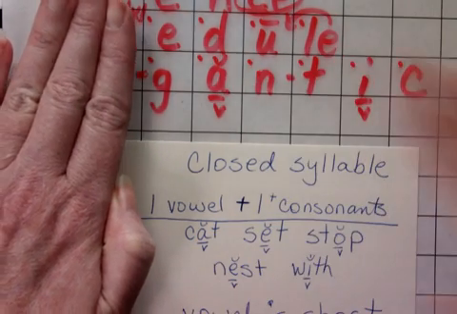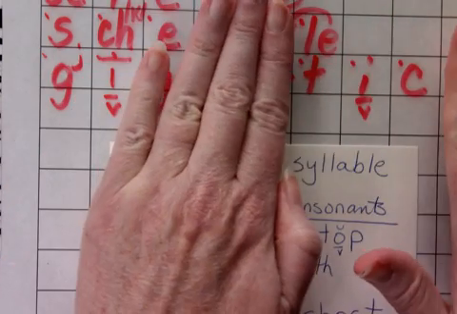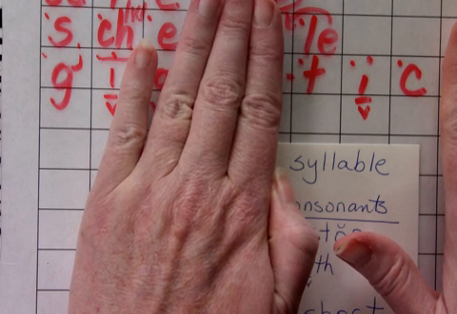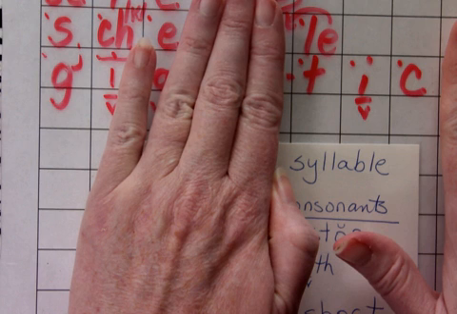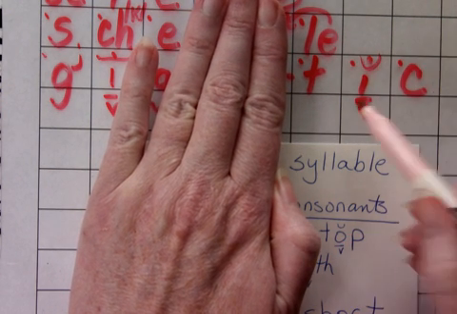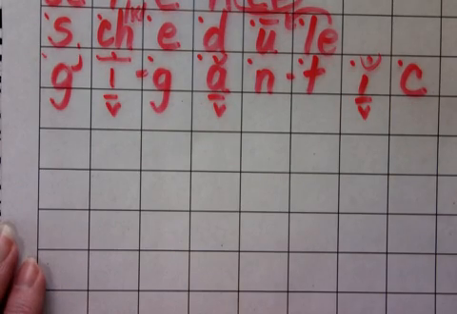A. Gi, gan. Here's another syllable. 1 vowel followed by 1 consonant. The vowel is going to be short. The short sound for this letter is I, tick. Gi, gan, tick.